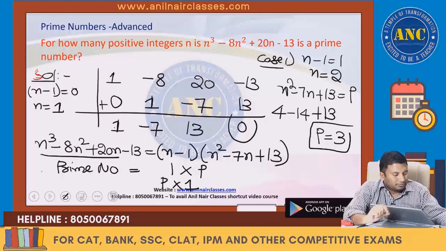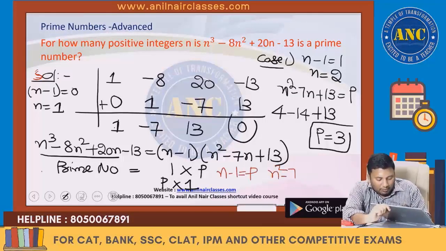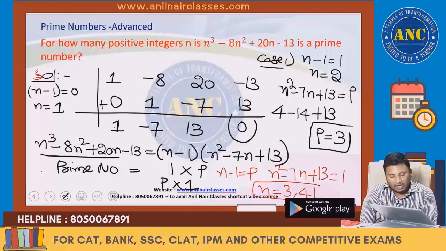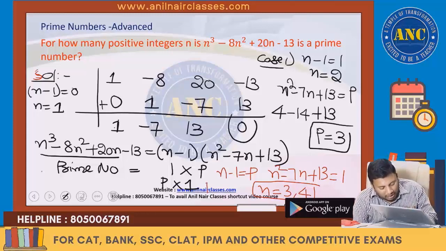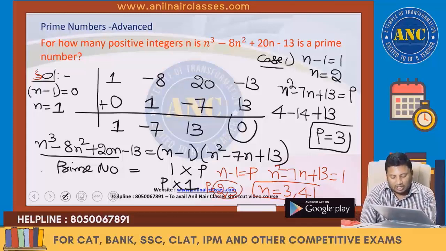Next one. n minus 1 is p. n square minus 7n plus 13 equivalent to 1. Factors for n square minus 7n plus 12 equivalent to 0. n is 3 comma 4. 3 minus 1 is 2. 4 minus 1 is 3. So there are two values that we got. p value is 2 or 3. I hope it is clear.